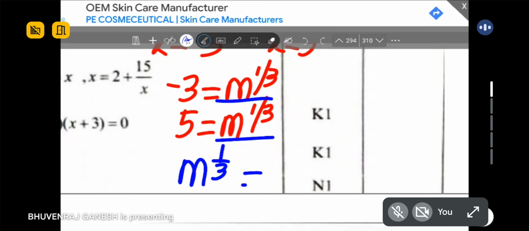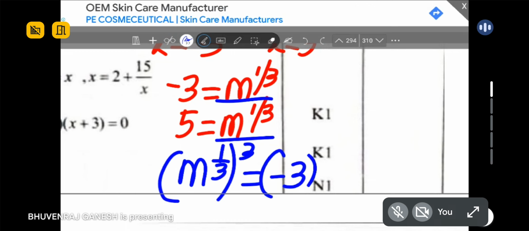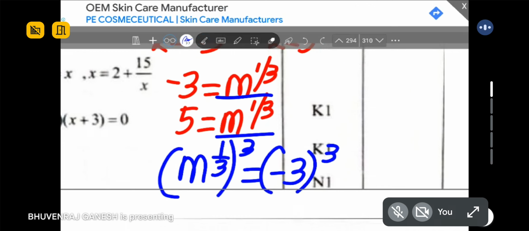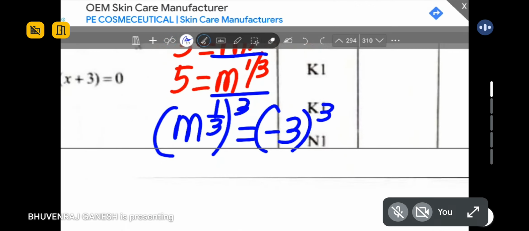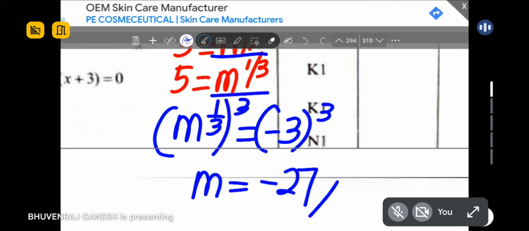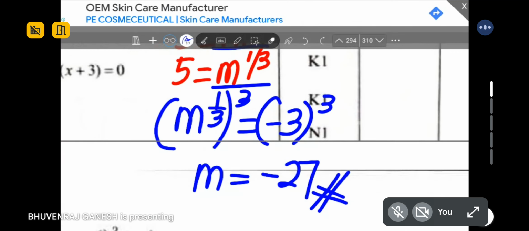Okay, so you see carefully guys. If you have this, you can actually cube both sides. Do you agree, guys? Kamu kuasa 3, dua-dua belah persamaan. So guys, over here you get m, and over here you get negative 27. Settle. You already get the answer. Can you see, guys? Nampak tak?